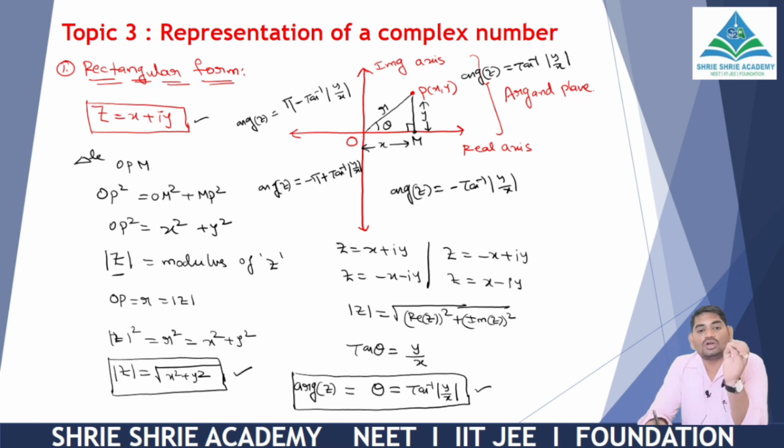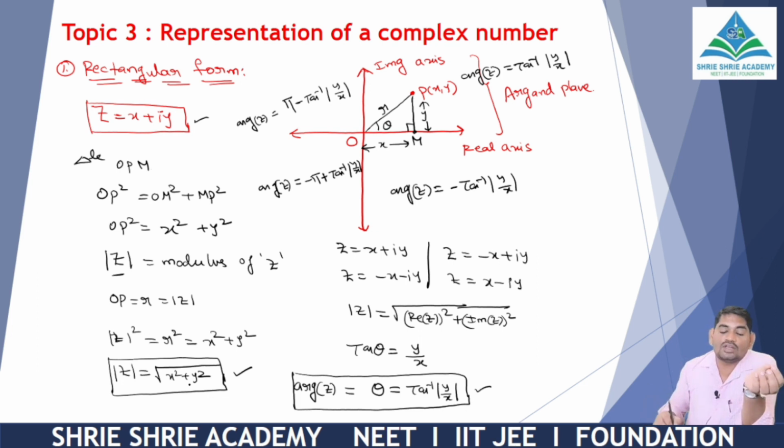So finally we can conclude here. Suppose z is equal to x plus iota y is any complex number. Then its modulus is mod z equal to root over x square plus y square, I mean the square root of the real part of z whole square plus the imaginary part of z whole square. Then what about its argument? Argument of z, theta, is equal to tan inverse of mod y by x.